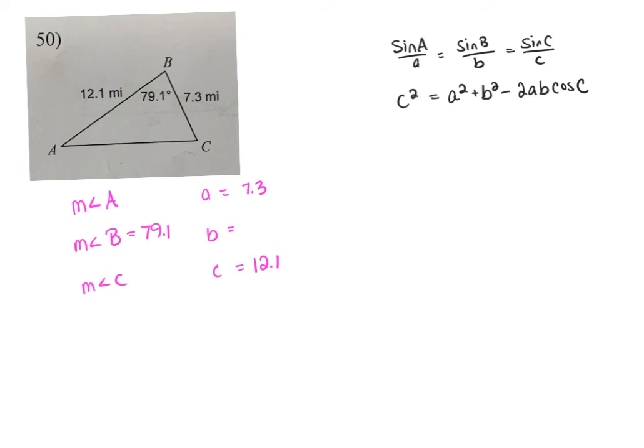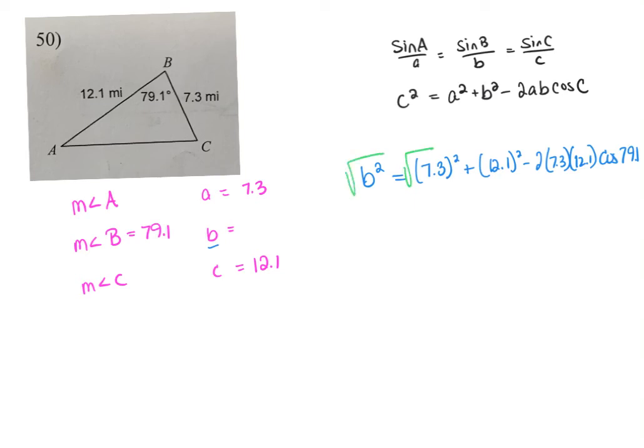In this case, I want to solve for side B first so that I will then have an angle and a side opposite. So because I want to solve for side B, I'm going to use the law of cosines with B. B squared equals A squared, 7.3 squared, plus C squared, 12.1 squared, minus 2 times A C cosine of B. And I can put all of that into my calculator and round to the nearest tenth. When I round to the nearest tenth here, I am going to get 12.9.